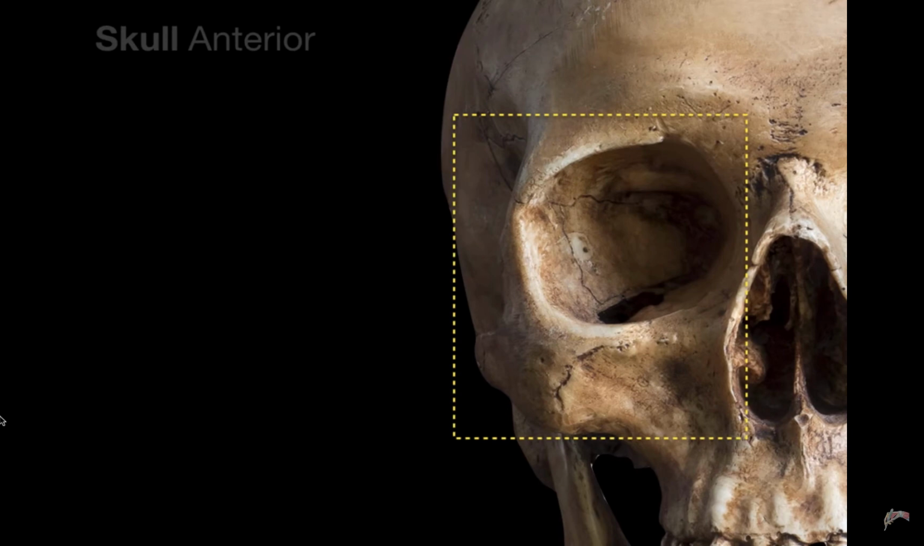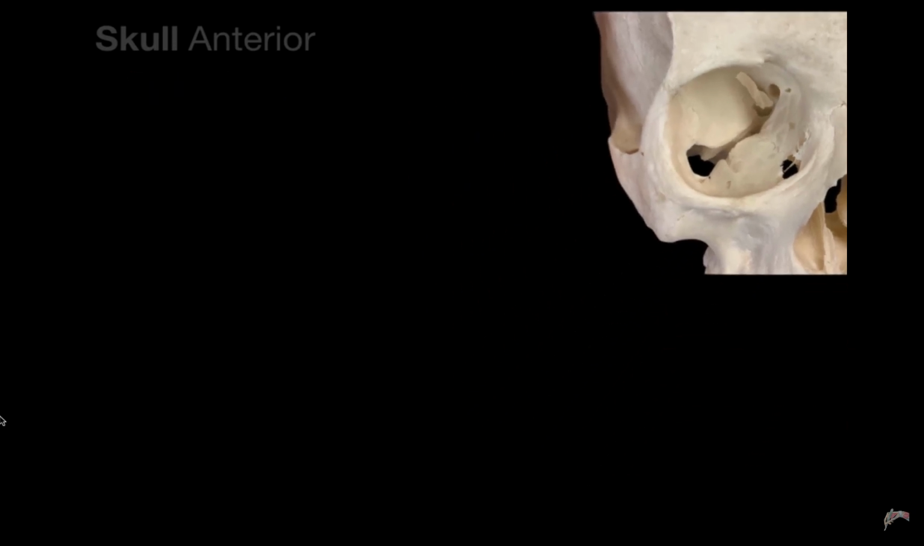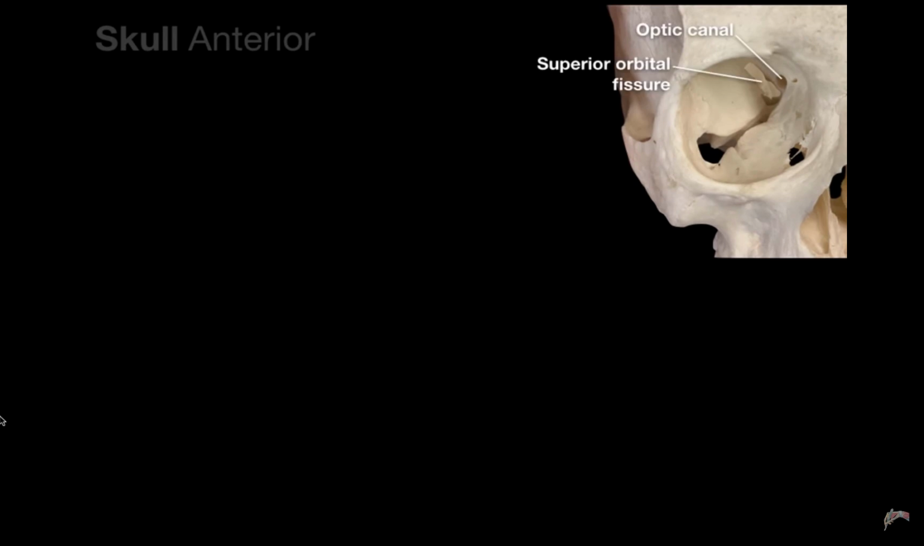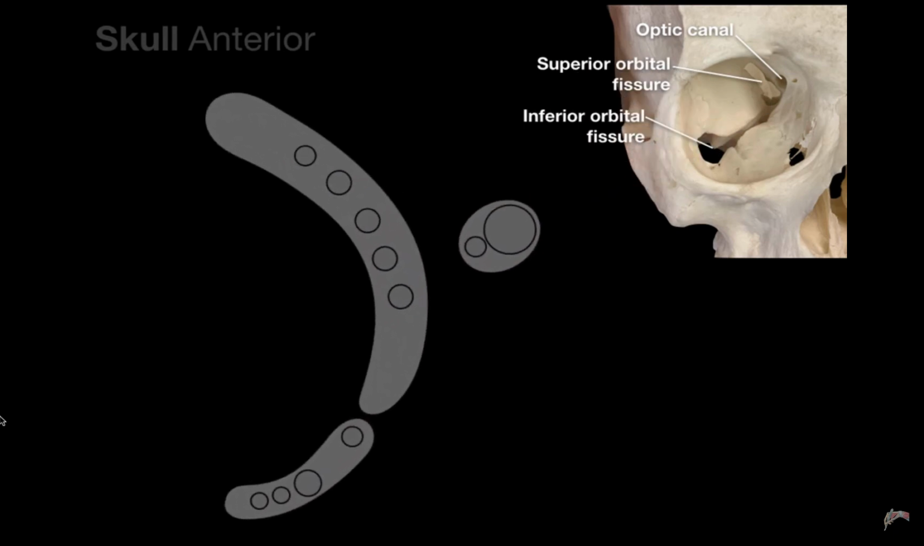We take this section, now we're going to do this different view. And there's a structure called the supraorbital fissure, and then there's an infraorbital fissure, and then there is the optic canal. So let's do that again. So there's optic canal, supraorbital fissure, infraorbital fissure, and we're going to now superimpose and blow that up. And let's talk about what's inside each of these. So the optic canal, supraorbital fissure, infraorbital fissure.